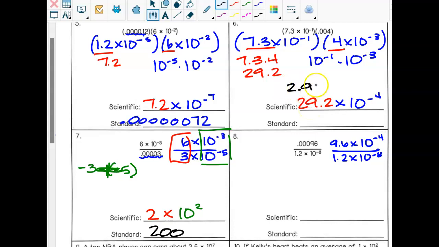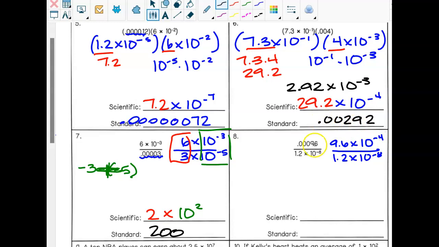I really need my decimal to be between the 2 and the 9. So it should be 2.92 times 10. Because I moved it over 1 to the left, I only have to go back 3 now. So that's 2.92 times 10 to the negative 3rd. So 1, 2, 3. So 0.00292.